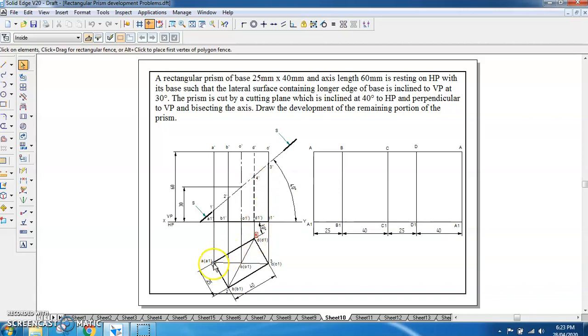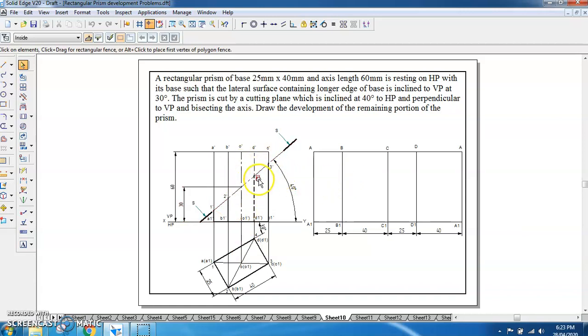Then further, D to A. D to A is not cut, and D1 to A1 also is not cut, so we don't have to mark any cutting points. So only the lateral edges are cut, that is AA1, BB1, CC1 and DD1. AA1 is represented with cutting point 1 dash, BB1 with 2 dash, CC1 with 3 dash, and DD1 with 4 dash. Now these are the cutting points which we have marked in the top view as well as the front view. Now with respect to the front view, we have to project them.